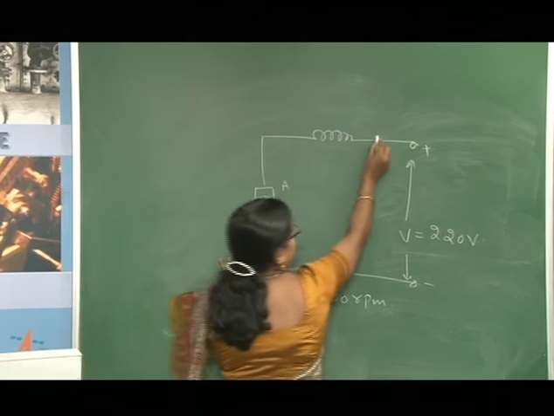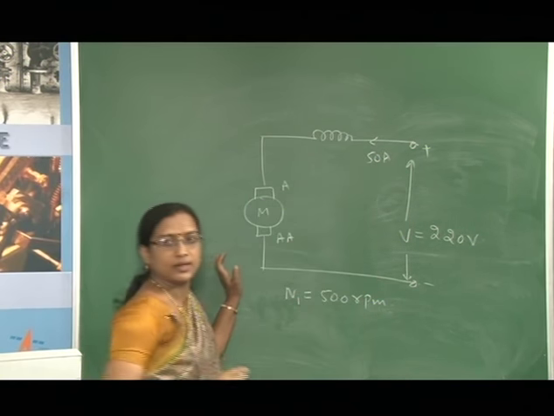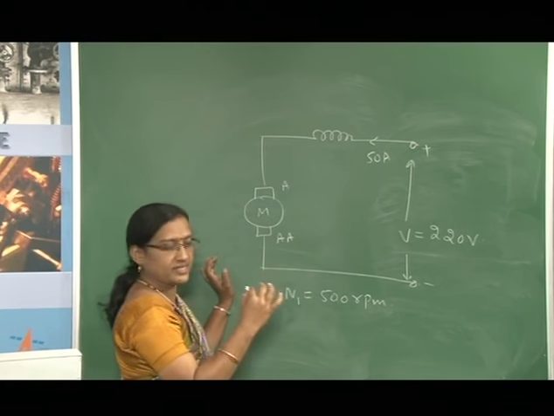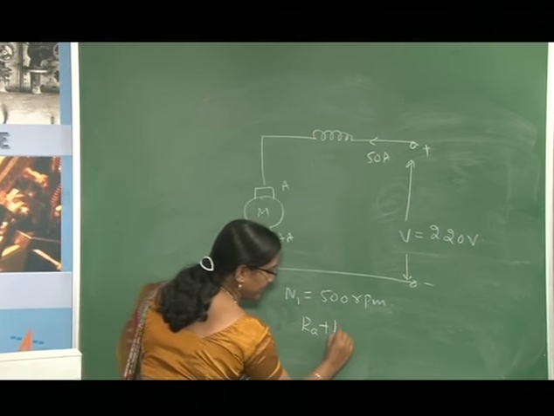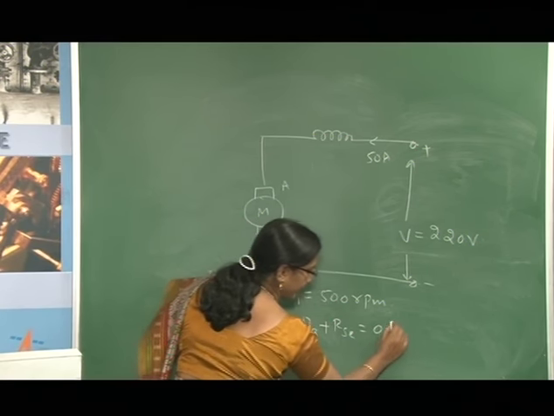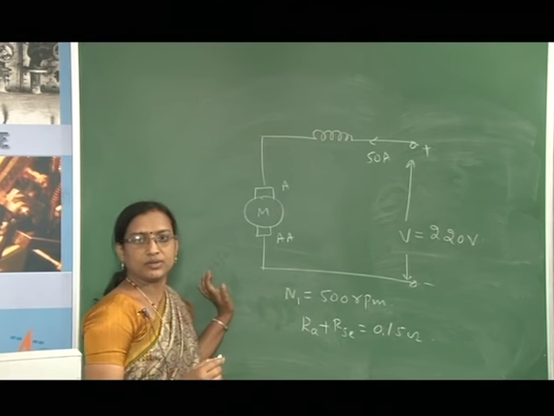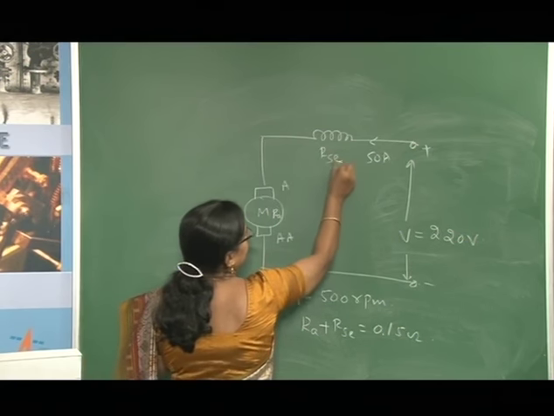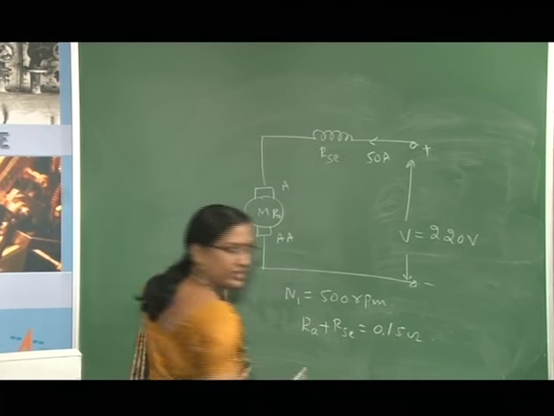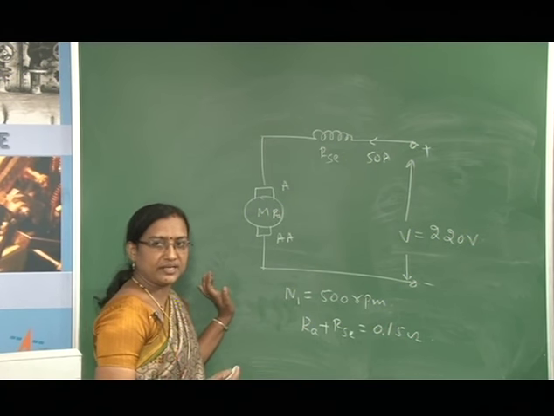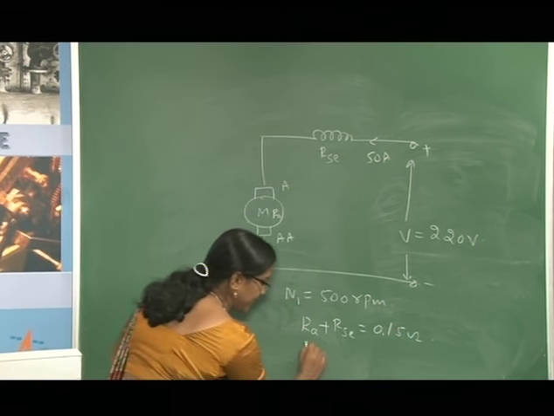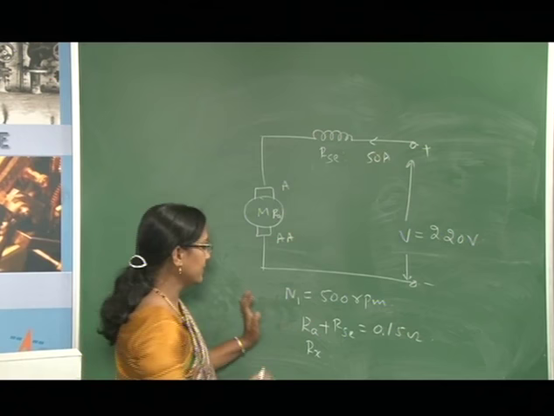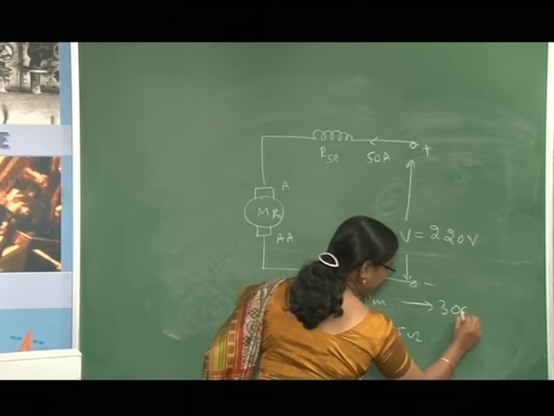The motor is drawing a current of 50 ampere, and the total resistance of the machine, that is RA plus RSE, they have given as 0.15 ohm. Totally, they have considered the internal resistance of the armature and the series field. Both together are 0.15 ohm. Then calculate the value of the extra resistance, Rx, to be connected in series with the motor circuit, that will reduce the speed from 500 rpm to 300 rpm.